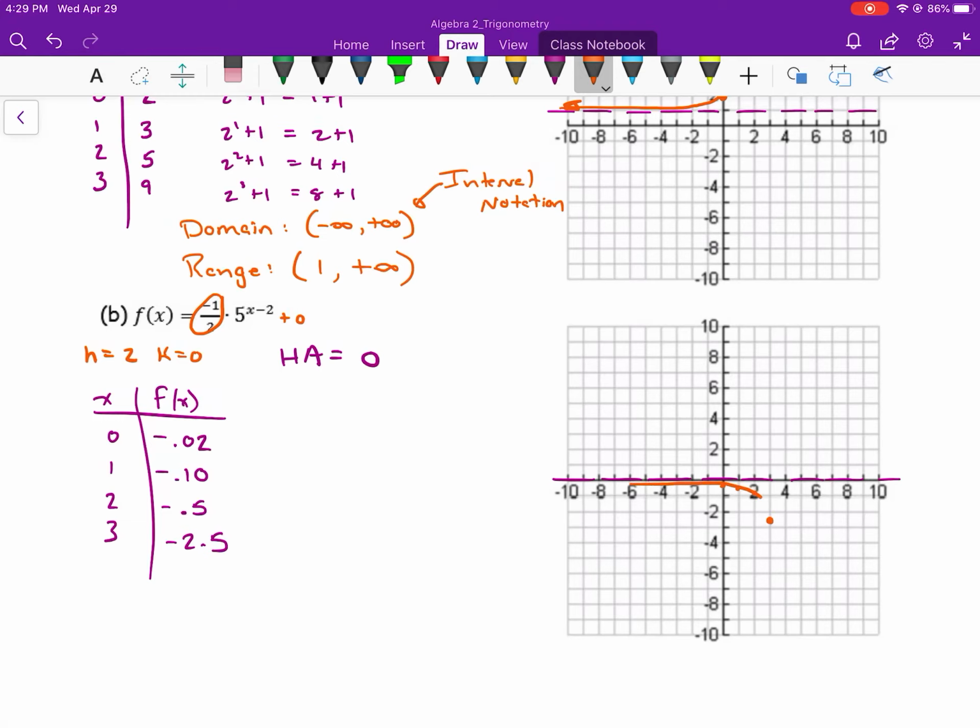So sketch my graph. Oh, I whiffed hard on that one. Sketch my graph. Okay. Domain, no change. Range, so we start at 0 and then we go down to negative infinity. Graph's going down now.